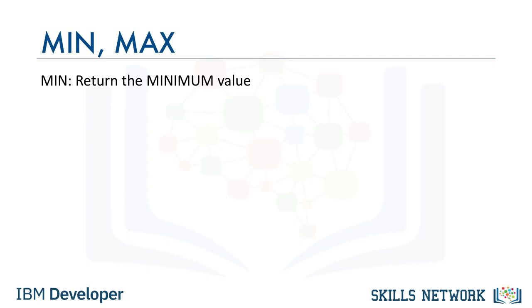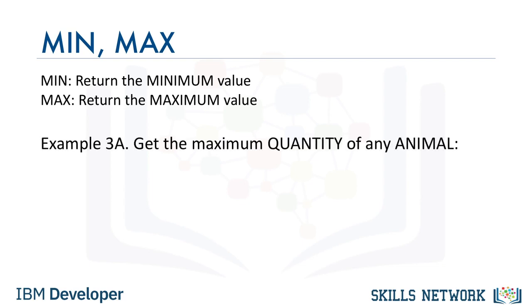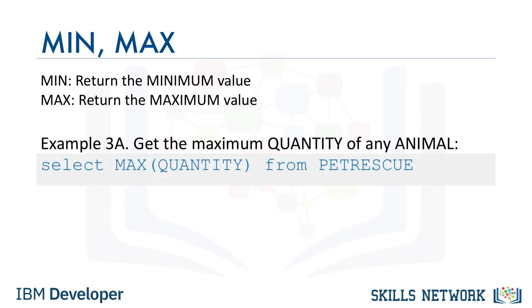Minimum, as the name implies, is used to get the lowest value. Similarly, maximum is used to get the highest value. For example, to get the maximum quantity of any animal rescued in a single transaction, select max(quantity) from pet rescue.